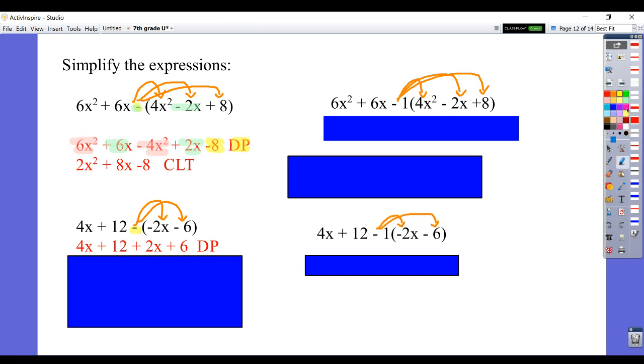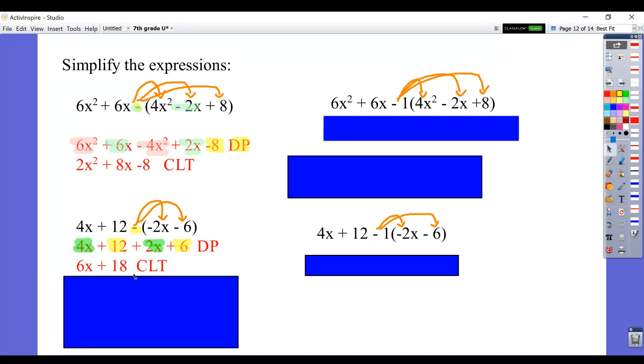And again, combining our like terms would be our next step. So 4x and 2x can combine, and then as well as the 12 and the 6 can combine. So we are going to get 6x plus 18, and that is combining like terms. That is our final answer though.